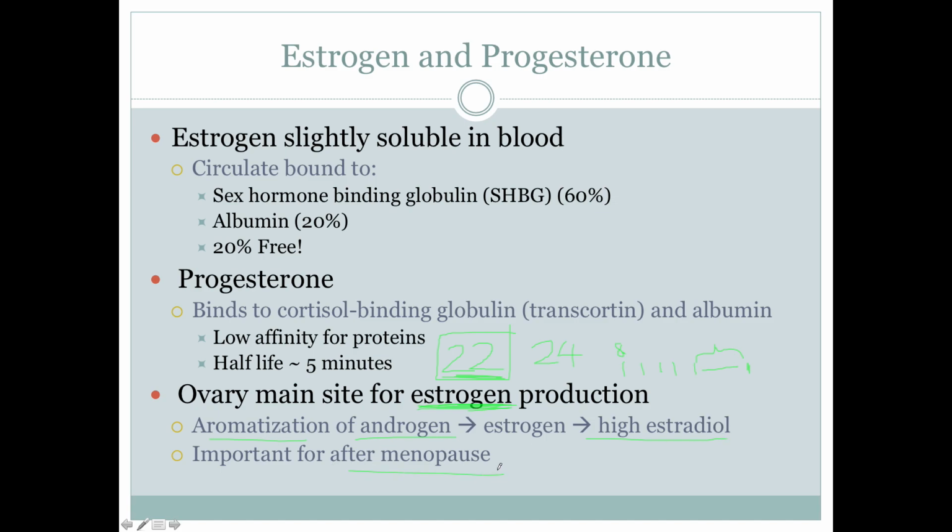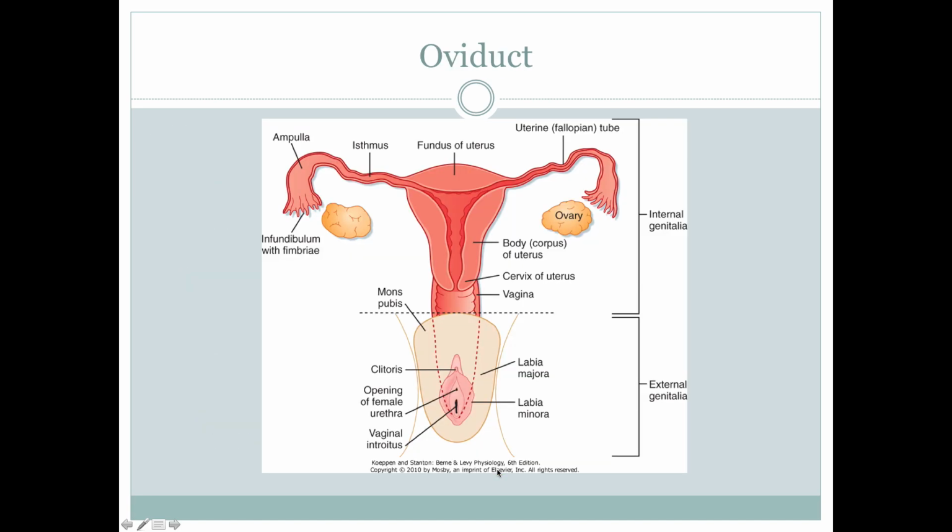After menopause, we'll talk about that in a little bit, the ovaries don't make estrogen anymore. They eventually start to fail and estrogen levels go down. So you can supplement that estrogen if there's a low stroke risk and a low breast cancer risk, but it's not as popular as it once was.